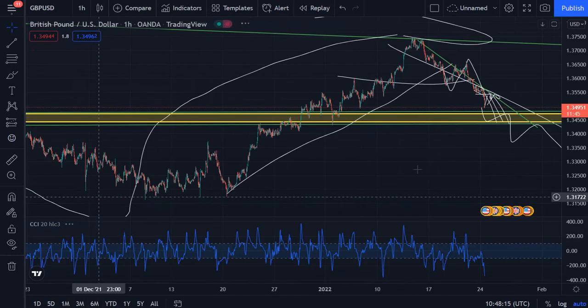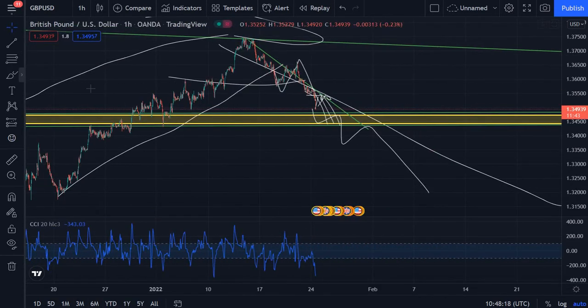So overall the trend is bearish, so shorting pullbacks to the upside, pretty simple.